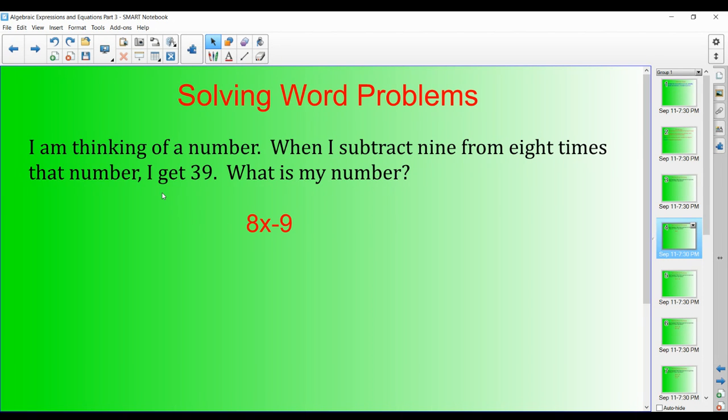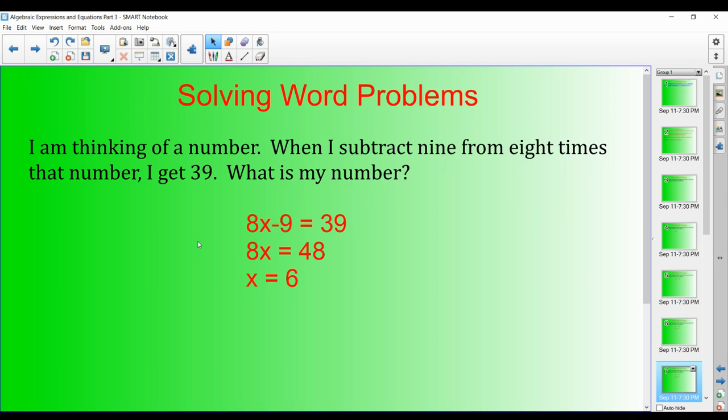Okay, the next part says I get 39, so it equals 39. So now I've got my equation that I can set up. 8x minus 9 equals 39. And now it wants my number, so it now wants me to solve for x. So if it says what is or solve for, it wants me to get x by itself. So I can add 9 to both sides and divide by 8 to get that my number is 6. If I do 8 times 6 minus 9, I get 39. So 6 was the number I was thinking of.